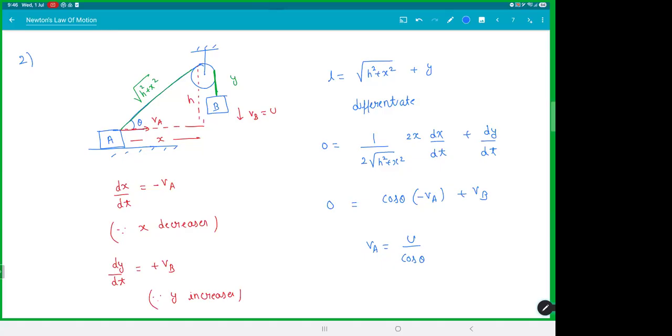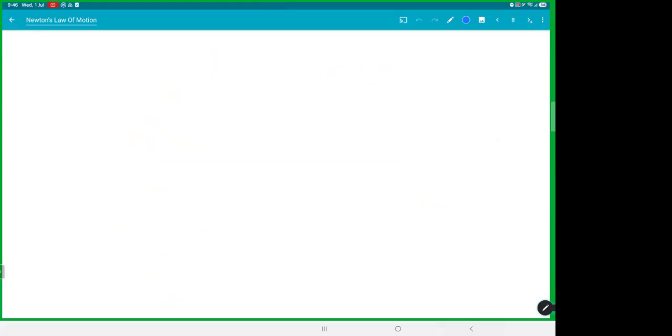Next one. Method 2. They also call this thing the virtual work method. I like to call it the power method. So we will simply say power method. It doesn't matter, it works.